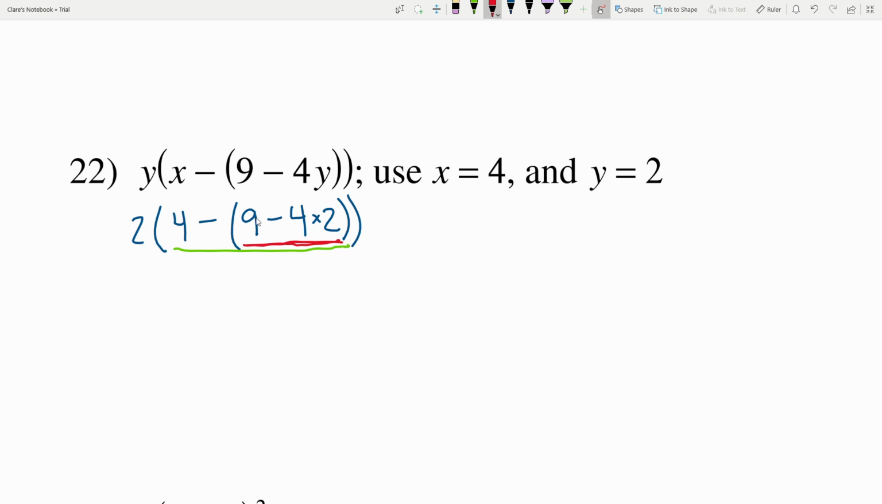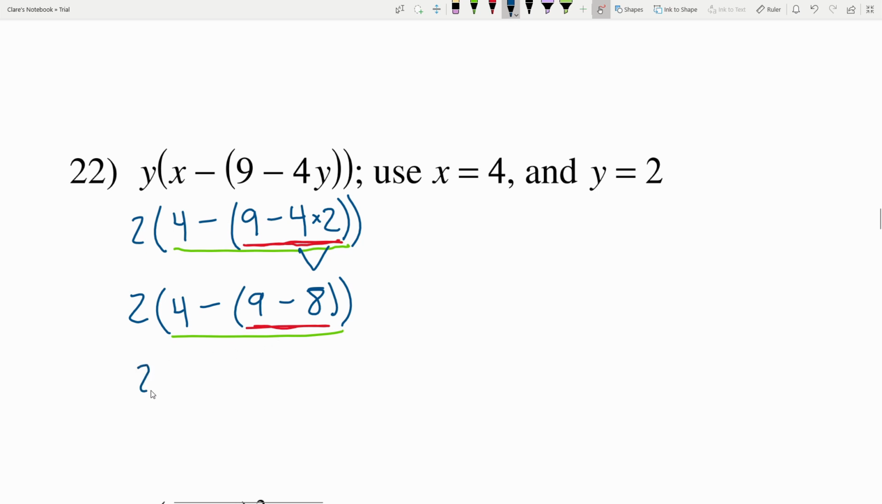And again, within parentheses, order of operations still applies. So 4 times 2 will happen first. So I'll have 2 times 4 minus 9 minus 4 times 2 is 8. Now again, order of operations, I'm looking at parentheses, but within my parentheses, what comes first? Parentheses. So I'm going to do 9 minus 8 next. So I'll have 2 times 4 minus 9 minus 8 is 1.